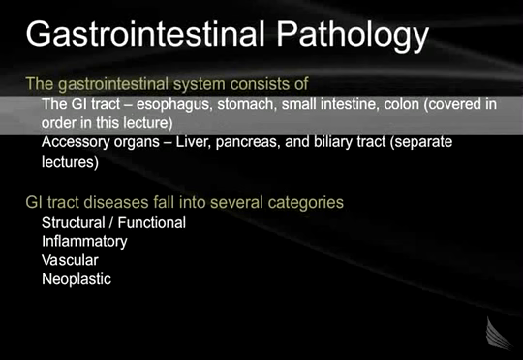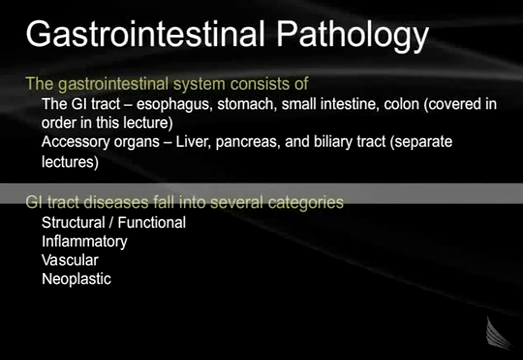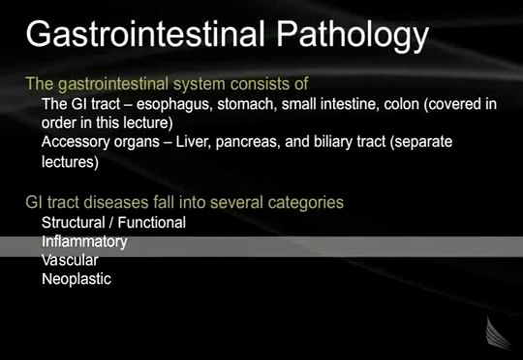So the GI system is composed of the GI tract, which again is the esophagus, the stomach, the small intestine, and the colon, all covered in order in this lecture. The accessory organs, such as the liver, the pancreas, and the biliary tract, are included in separate lectures.